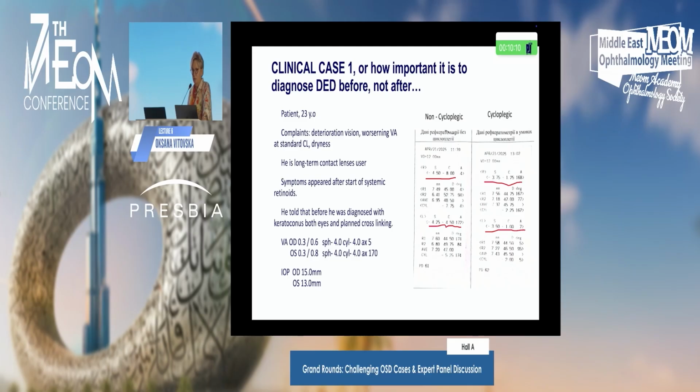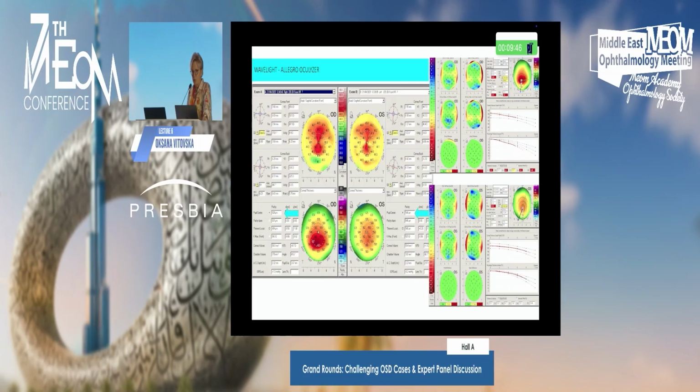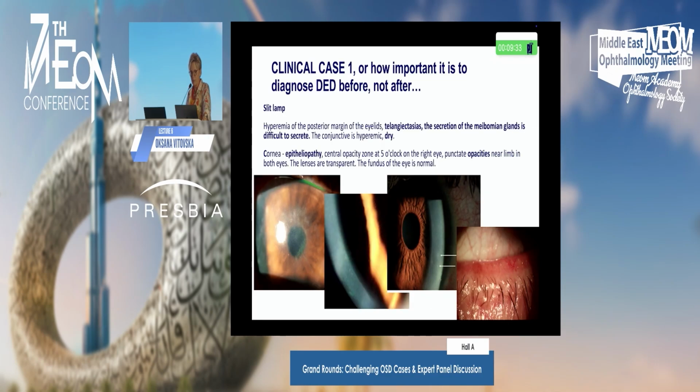Best corrected visual acuity is not good, as you see on the slide. If you look at his autorefractometry, you will see a high level of myopic astigmatism, up to -8 on the right eye and -4 on the left one. But after cycloplegia, you will see a decrease of these figures. This is a keratotopography map, and you can see changes mostly on the right eye, but to some extent they are not really typical because the thinning is mostly in the central part of the cornea.